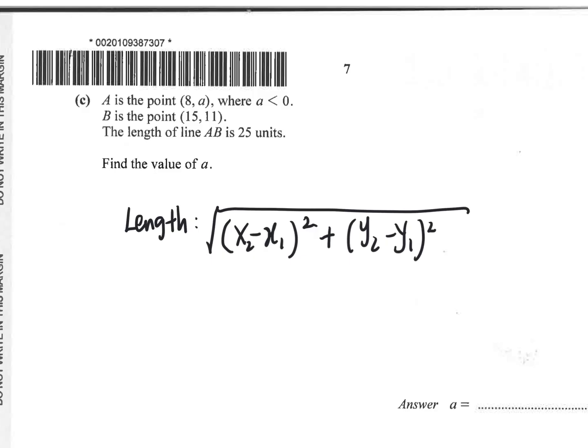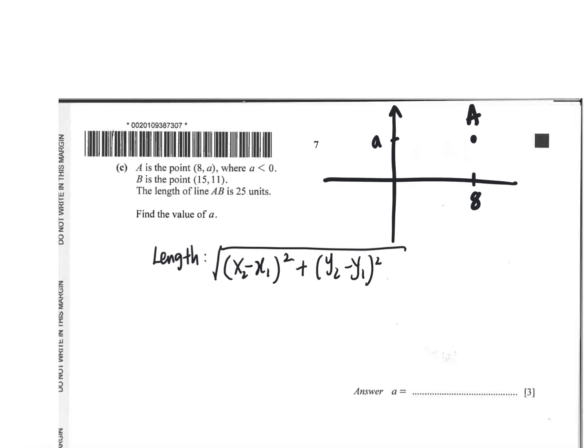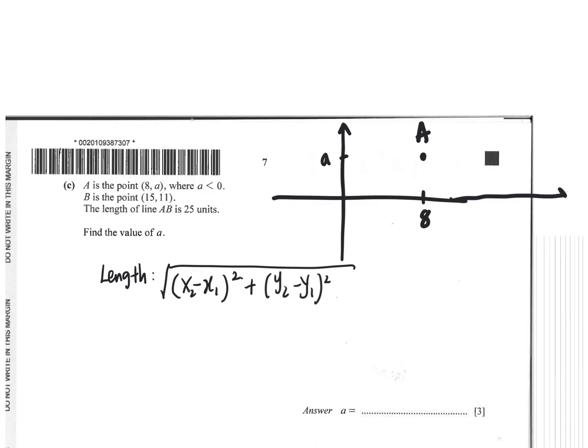What if at exam time you forget? Go and plot the point out. So let's say 8. Then they say A is positive, right? So it should be on top. So let's say this is A. Then B is 15, 11. So you go and work harder. If you really forget the formula, then 11 maybe here, I don't know where. So here, B.